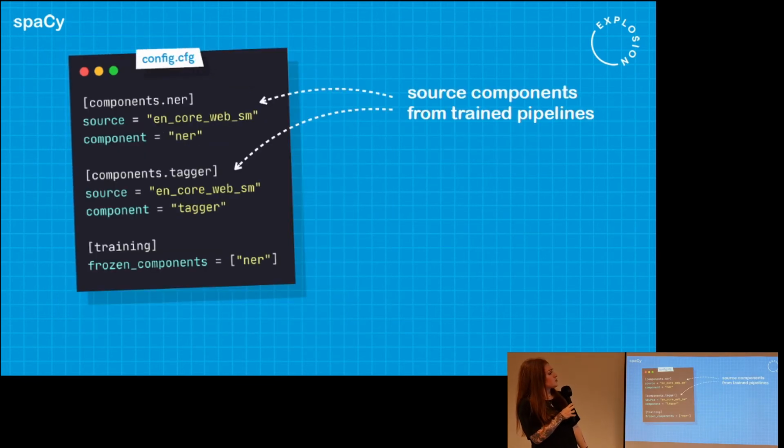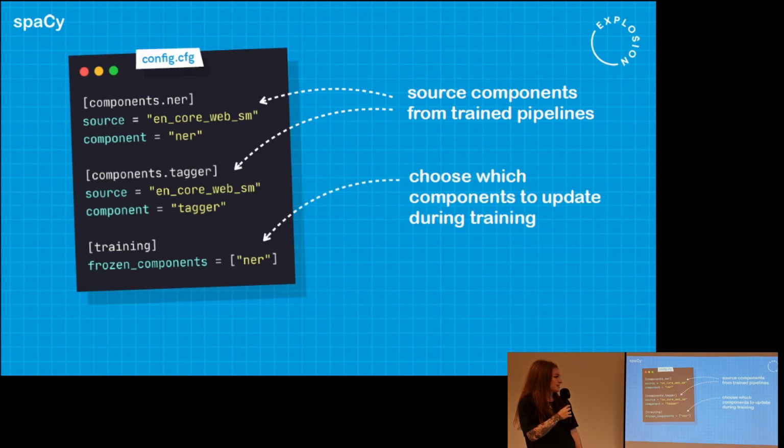You can also source components from existing trained pipelines, which is often something you might want to do because you already have a tagger trained and you want to use that. So you can basically refer to an existing pre-trained pipeline and say, okay, I want the tagger from that or the entity recognizer. And you can also choose which components you want updated during training. So you can say, okay, I want to freeze the entity recognizer and only update everything else to really compose these pipelines out of different components and maybe even different models that you've trained before.